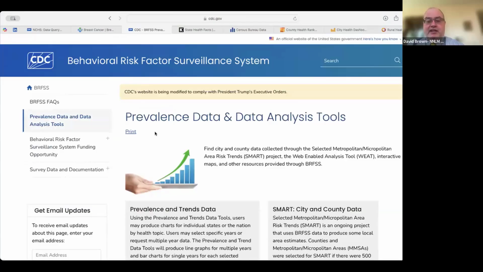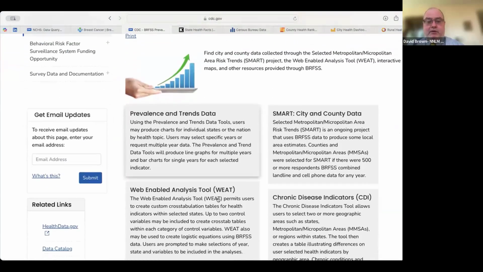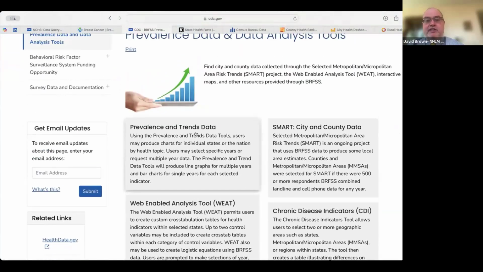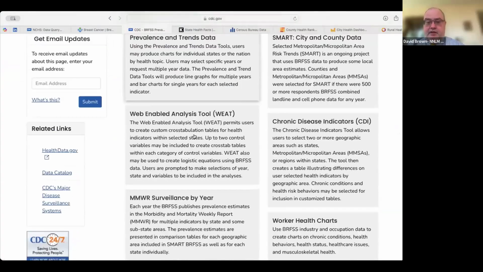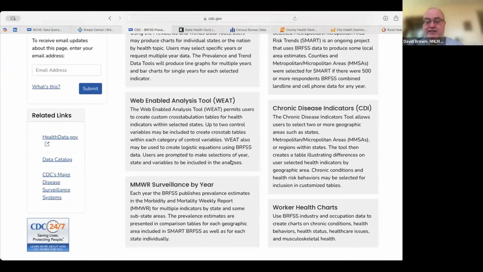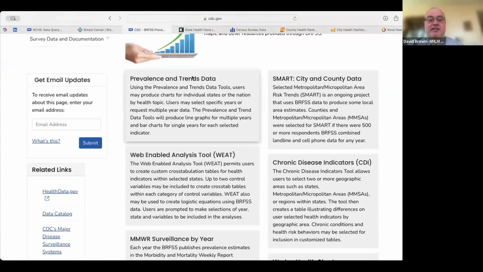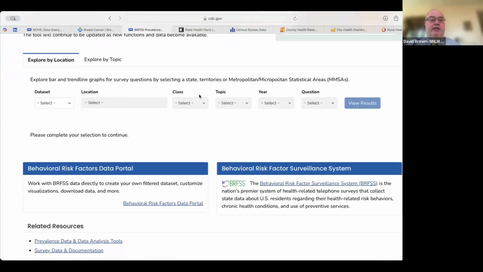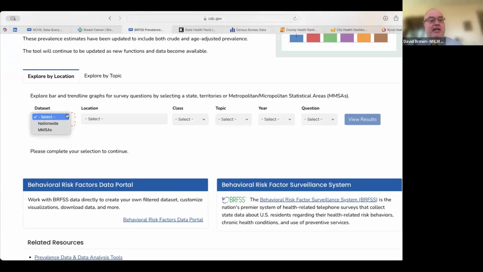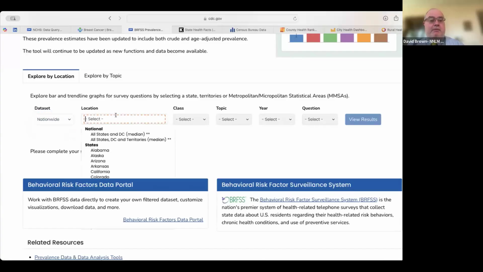So if we go to the data analysis tool, what we do like to use here is our prevalence and trends data over here on the left. There are more things here, but this is sort of our base idea. So again, we can select the data set. We can either look at nationwide or by major metropolitan statistical areas. Again, sometimes we want to look at urban centers, and that's why they break it down by MMSAs. But for today, we'll just do some nationwide.